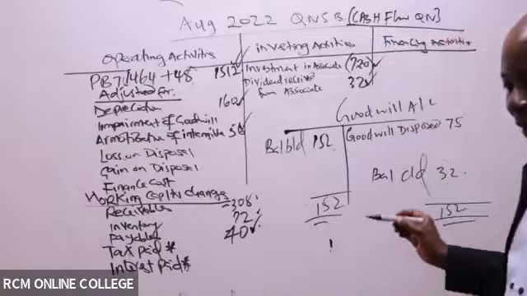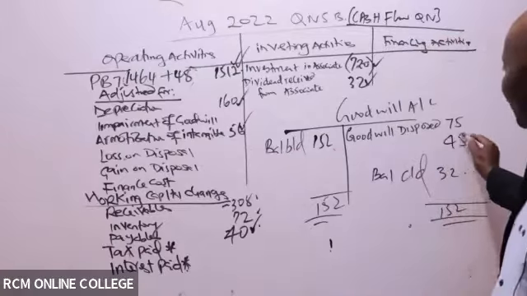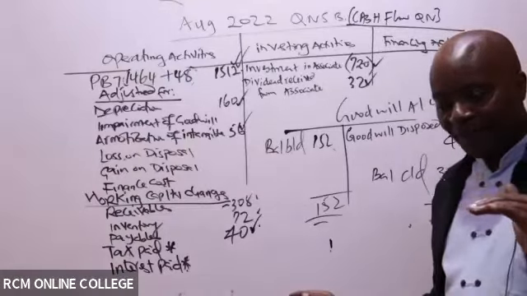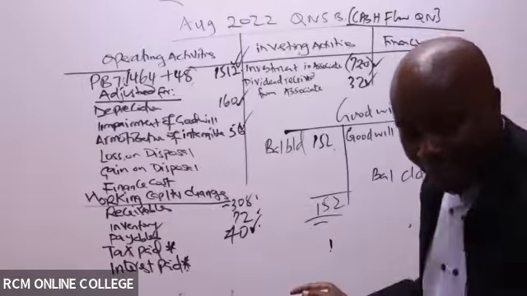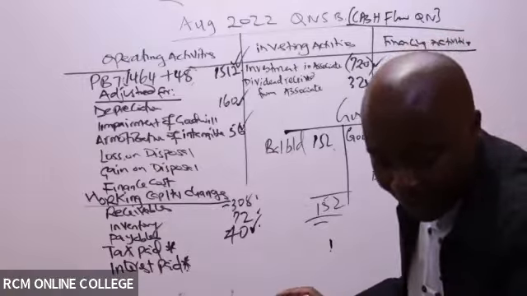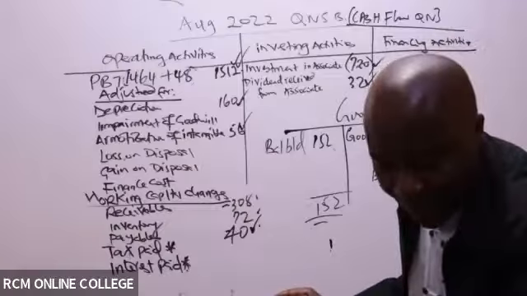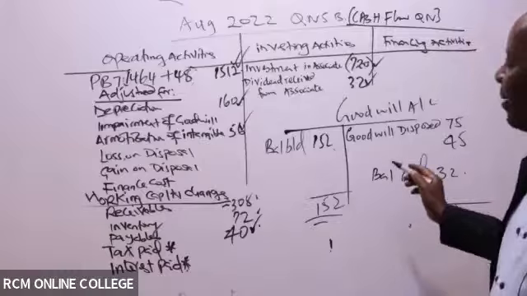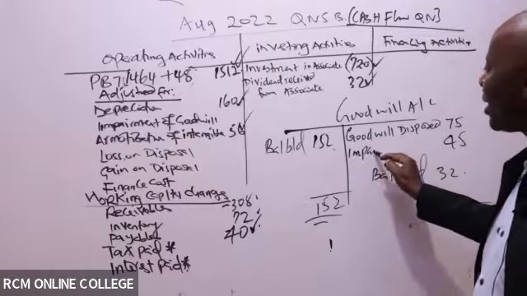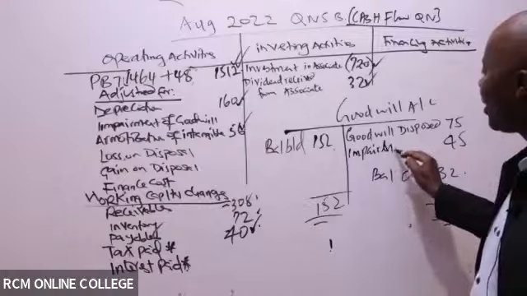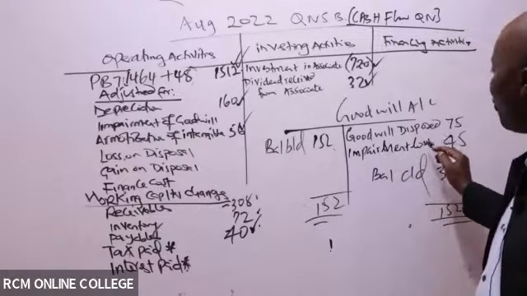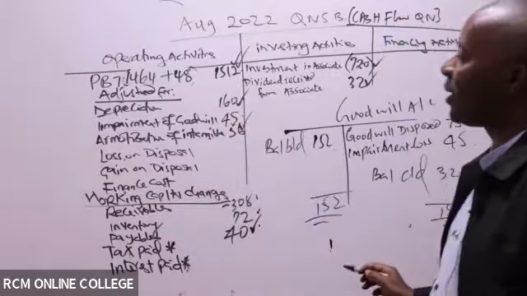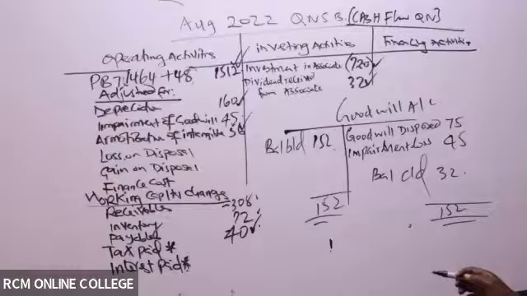45, right? So I'm being given a figure of what here? What does this 45 stand for? Impairment loss, yes. So impairment loss for the whole group now. We have 45.